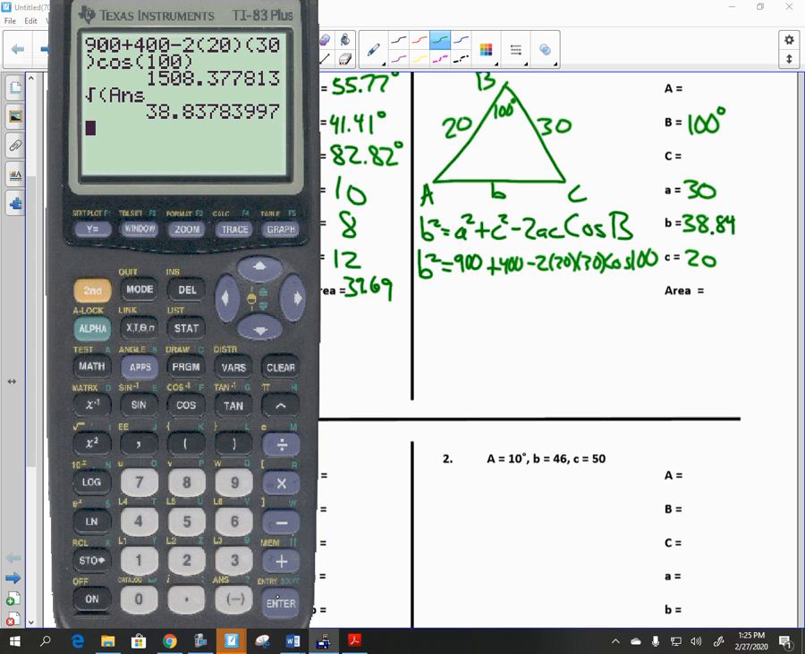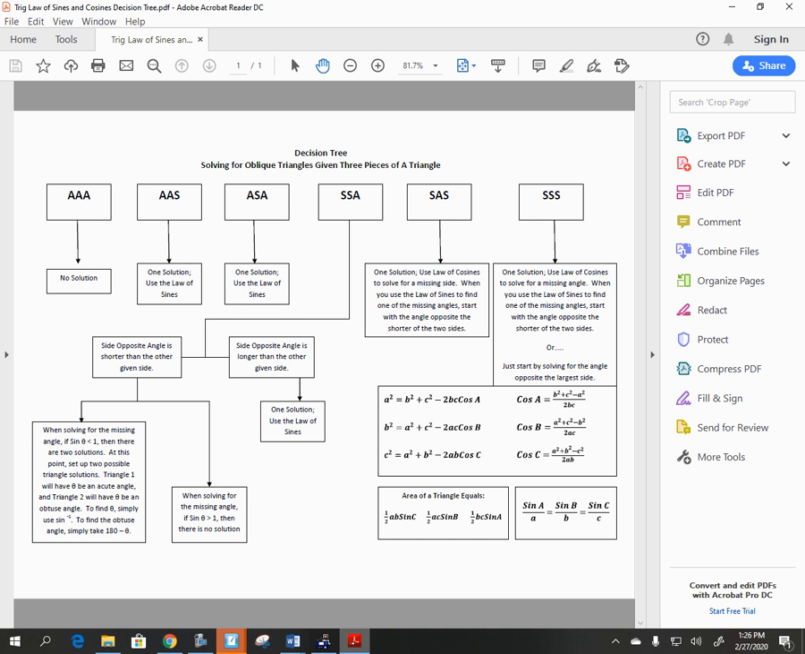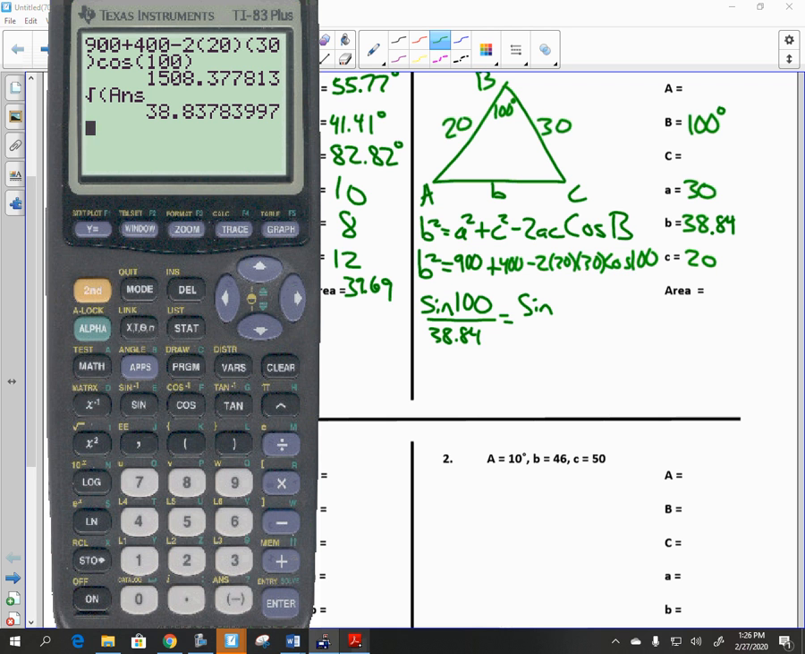How do I do that? Law of sines. Sine of 100 over 38.84 equals sine of... do you remember, do you solve for the bigger angle or smaller angle in this situation? When you're confused, go to your decision tree. It says side angle side, and it says one solution, law of cosines. When you use the law of sines, find the angle opposite the shorter of the two. So now we go to the shorter of the two. So I go to C. So sine of angle C over 20.